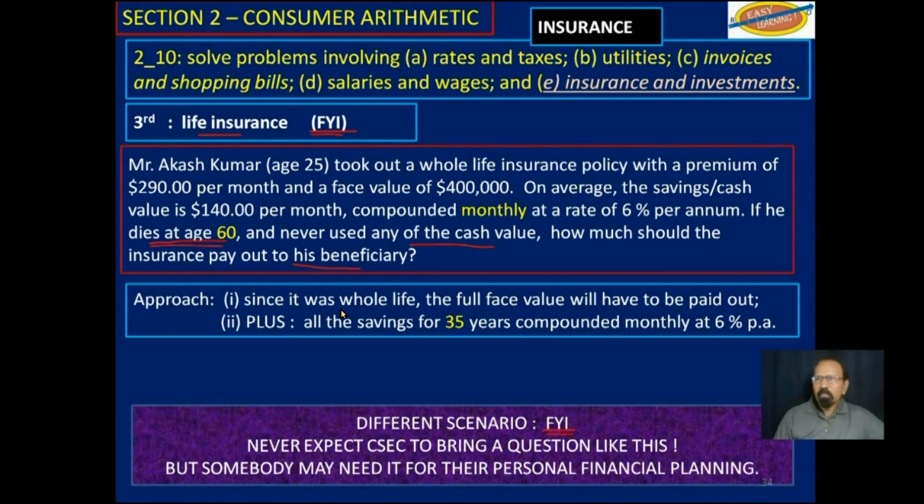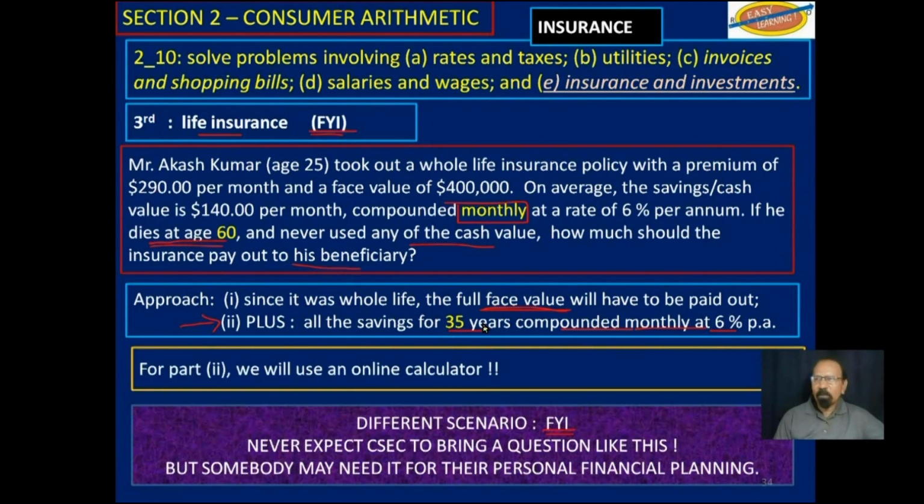How much should the insurance company pay his beneficiary? So it is whole life, so they would have to pay the full face value, plus all the savings for 35 years compounded monthly at 6%. We can do this part here, find the compound interest, $140 a month for 35 years at 6% per annum. We can do that with the formula that we learned before, or we can use a spreadsheet, or we can go online and easily find what that will be.